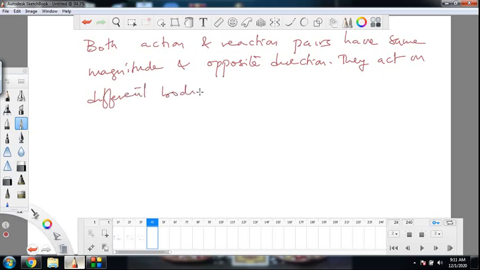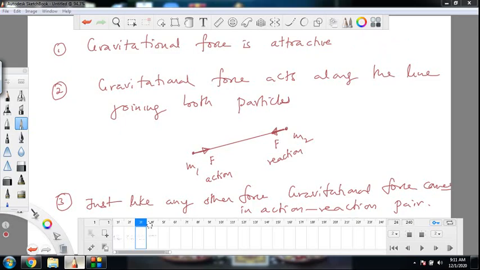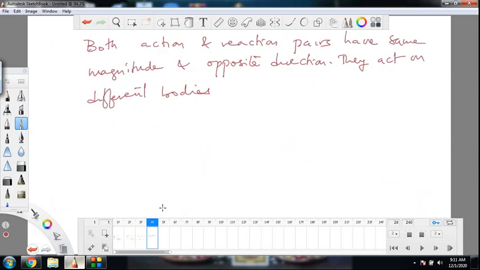That means if you say the action is acting on m1, the reaction should be acting on the other object, which is m2. In fact, you can call even the force on m2 the action, then the force on m1 will be the reaction. There is no first and second here. Both action and reaction act simultaneously. Anyone can be called action, the other will be reaction.